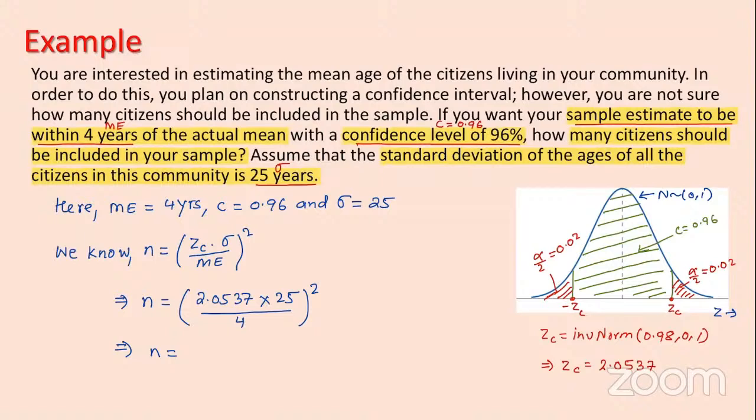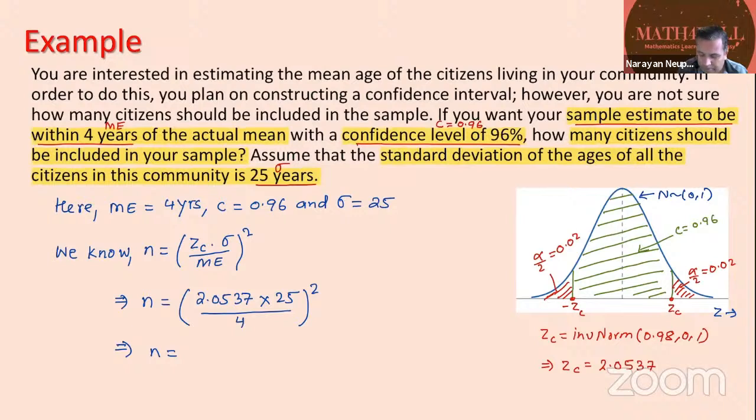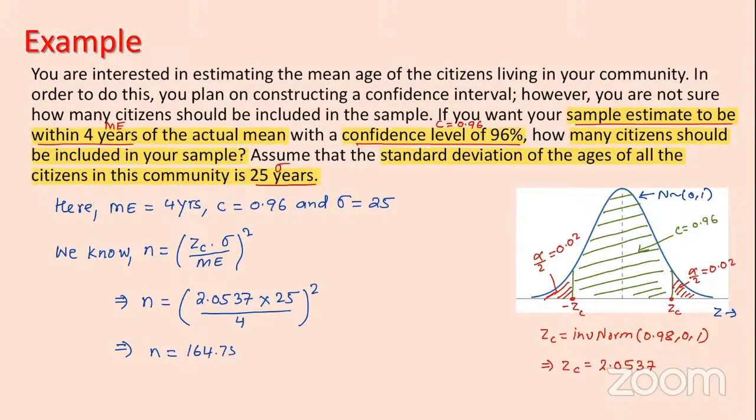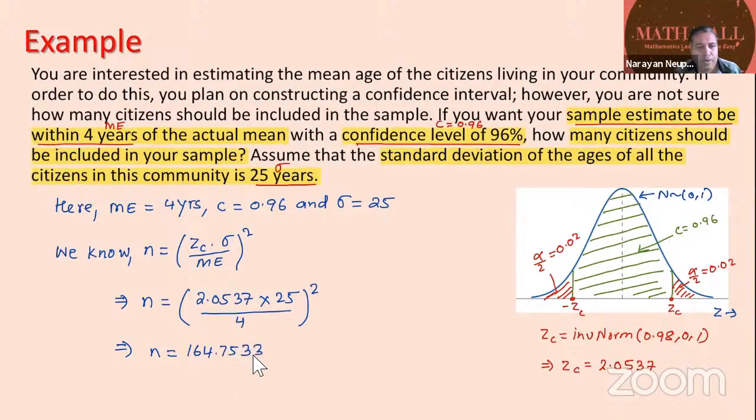We rounded to the whole number is 165. So without rounding, what do you get? Just tell me without rounding first. 164.7533. Okay, that's right. 164.7533, but this is the sample size. We round it up, so it will be 165, right? So the required sample size is 165.